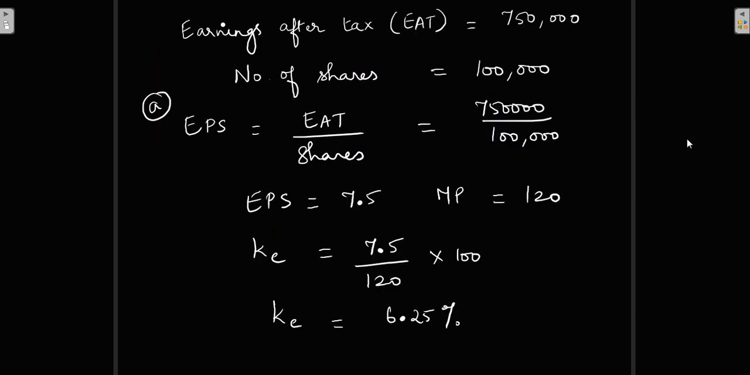So let's start with earnings after tax, EAT, which is 7,50,000. Number of shares is 1 lakh. So the formula for earnings per share is earnings after tax divided by number of equity shares. So EPS is 7.5 and MP is already given, 120. So it's pretty straightforward. 7.5 divided by 120 into 100, we get cost of equity as 6.25%.